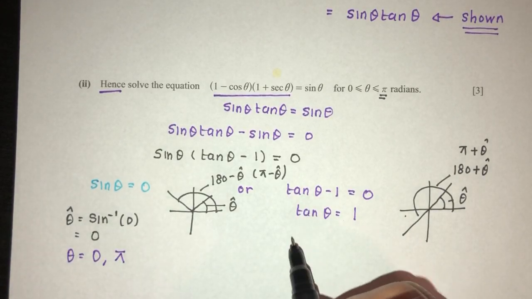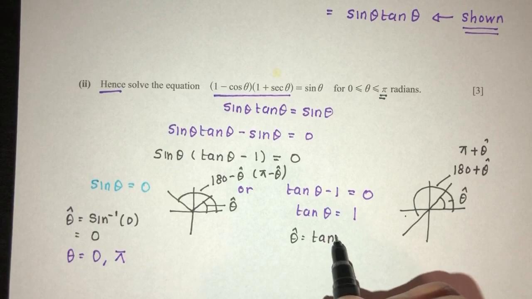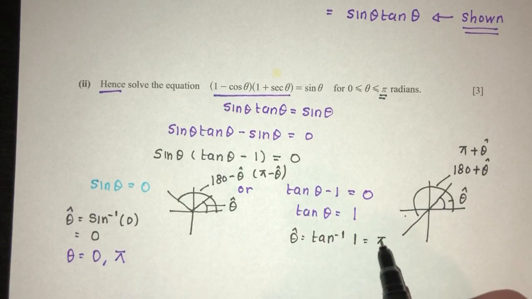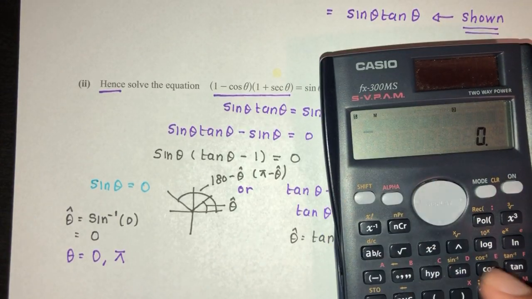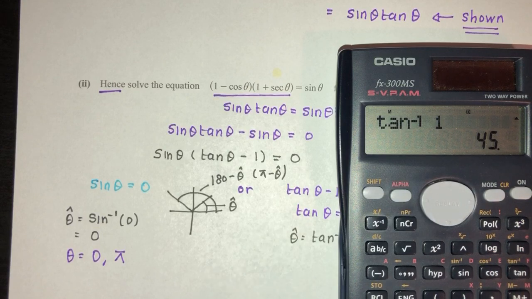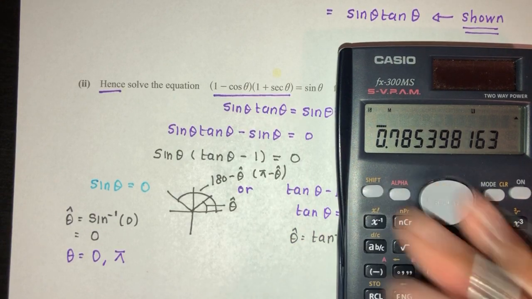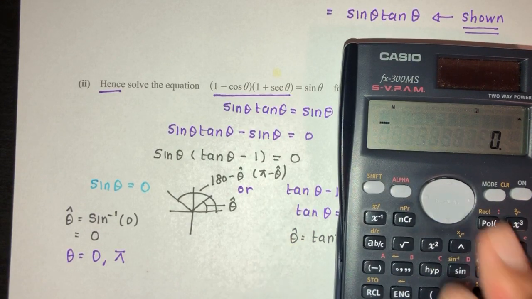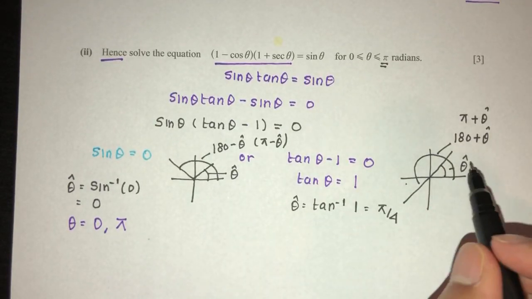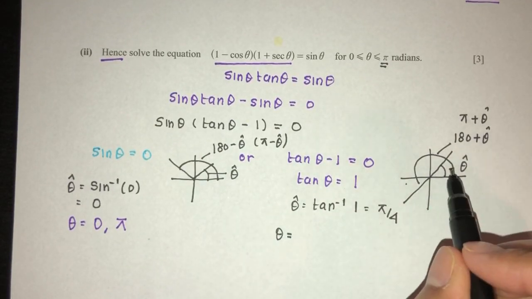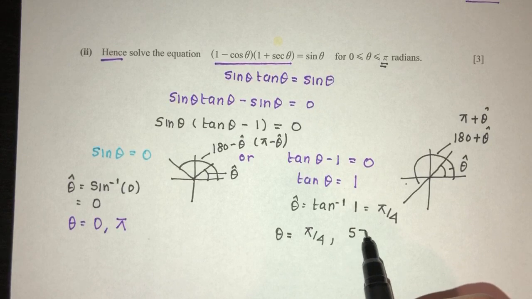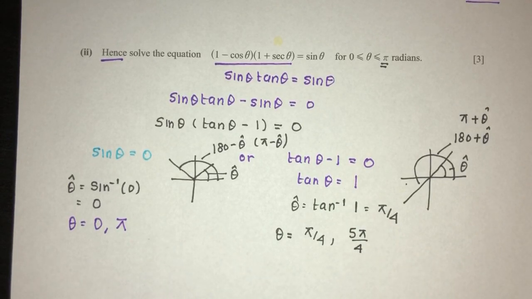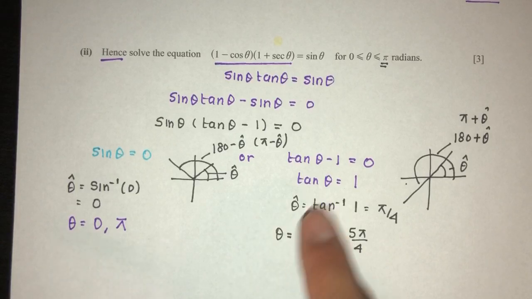Let's find the value of theta hat: tan inverse 1, which is equal to pi by 4. You can check. Let's use degrees if you are confused. So tan inverse of 1 is 45 degrees, which is pi by 4. Go back to radians. This is pi divided by 4. Same values, as you can see. Now, going back to your quadrant to find the value of theta, the first one is just pi by 4, and the second one is pi plus pi by 4, that will be 5 pi by 4. So that will be the four values that we have for theta.